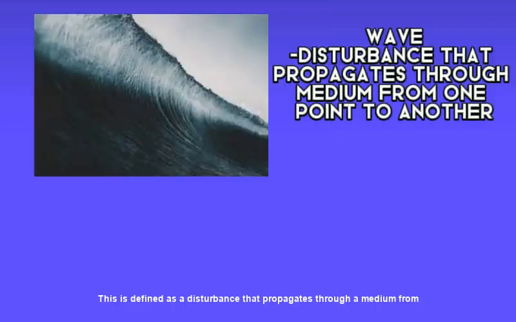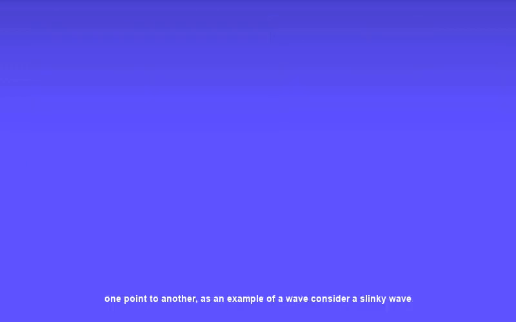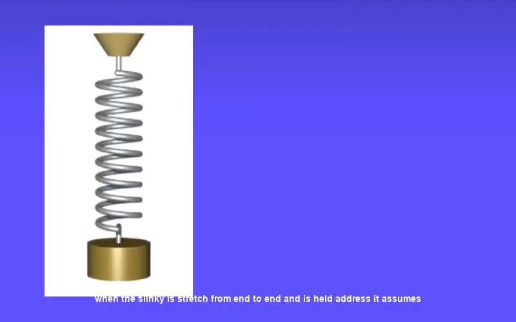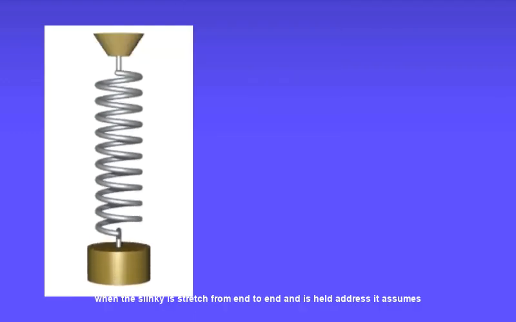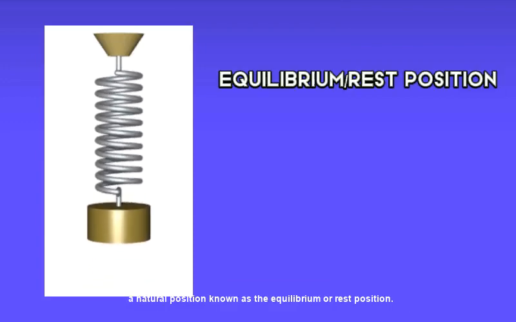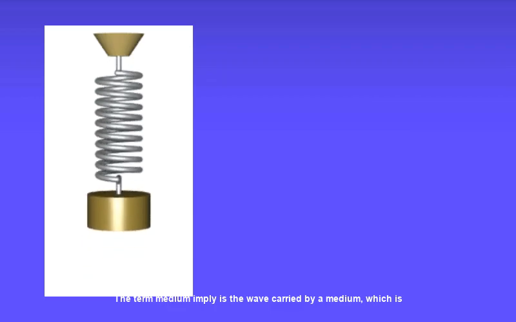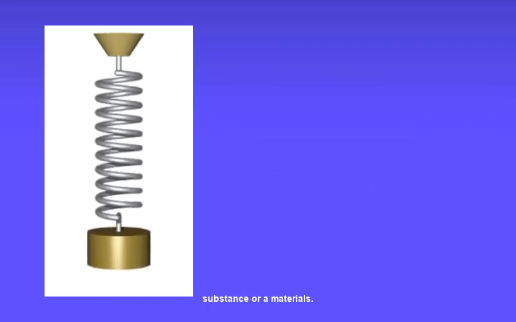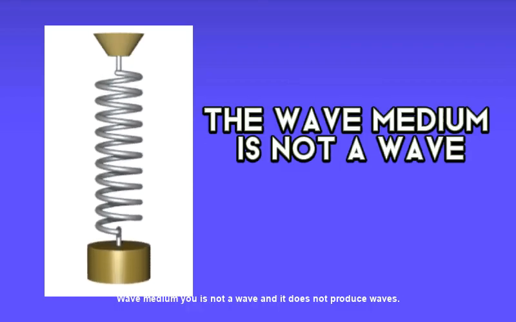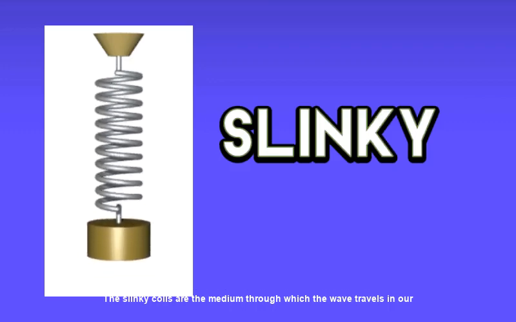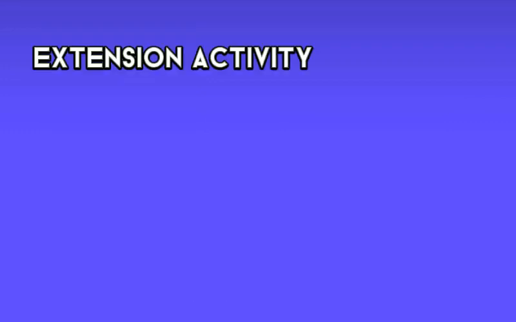A wave is defined as a disturbance that propagates through a medium from one point to another. As an example of a wave, consider a slinky wave. When the slinky is stretched from end to end and is held at rest, it assumes a natural position known as the equilibrium or rest position. The wave is carried by a medium, which is a substance or a material. The wave medium is not a wave and it does not produce waves. The slinky coils are the medium through which the wave travels in our slinky wave.